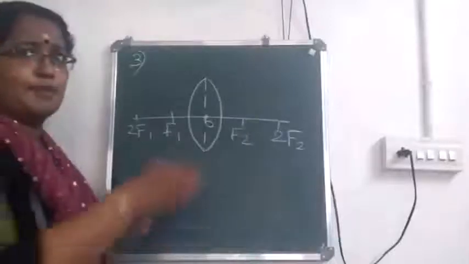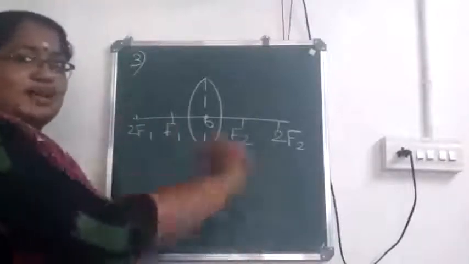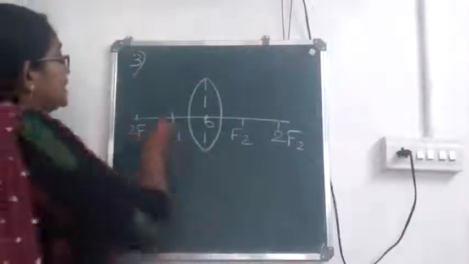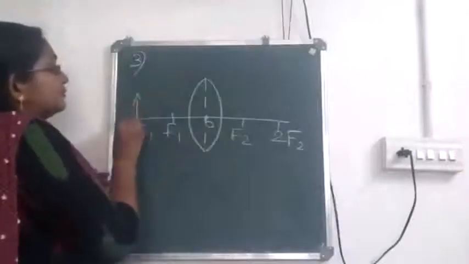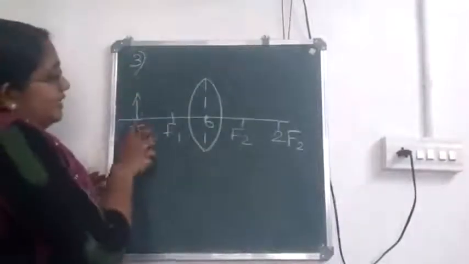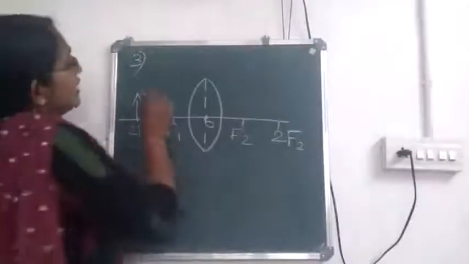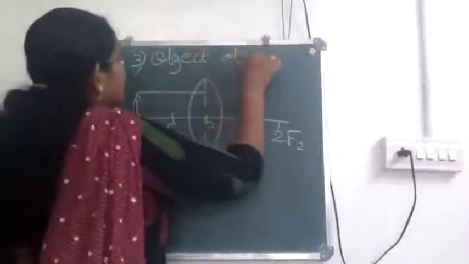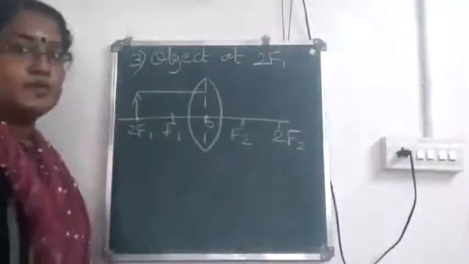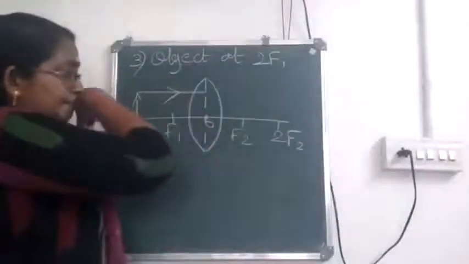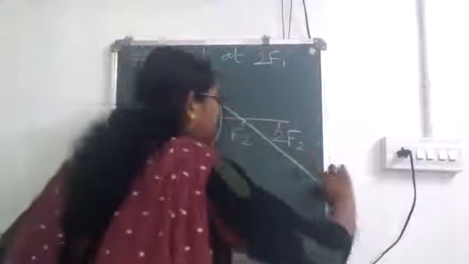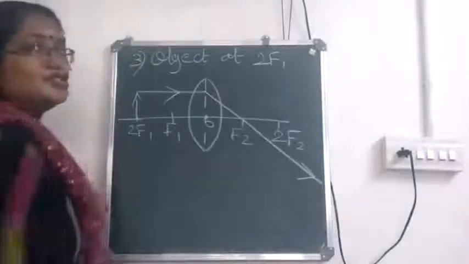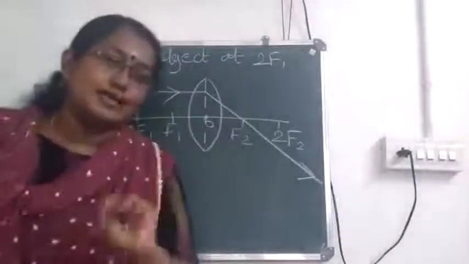So do you remember? Position of the object as well as image moves from left to right. Size from smaller to bigger. Okay. So here I am keeping the object at 2F1. At that exact point I have kept the object. First ray, I didn't write now. So here it is, object at 2F1. So first ray parallel to the principal axis, after refraction it moves through the second focal point.